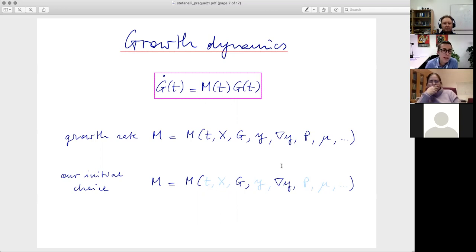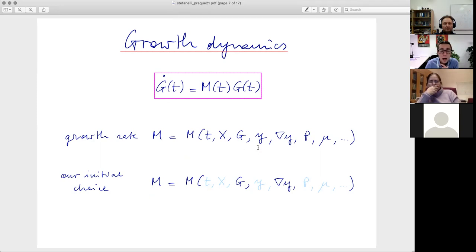So the evolution of G is modulated by this other tensor M. The tensor M is the growth rate because it multiplies G again. And it can depend on many different quantities. I am listing some here. So it may depend on time. So you may be growing tomorrow faster than today. It may depend on big X. This is the position on the initial shape. Maybe some parts of your initial shape are growing faster than others. Of course, it may depend on G as well, just to make it more nonlinear.